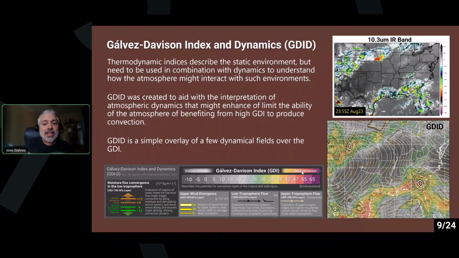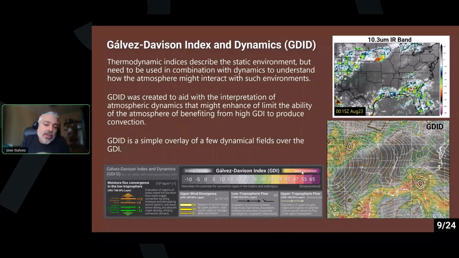So if you just look at the red GDI and you say, oh, I'm going to forecast a thunderstorm, you might be wrong. Why? Because the environment is there, but if the dynamics are not favoring the use of that GDI to produce convection, then you're not going to get anything.